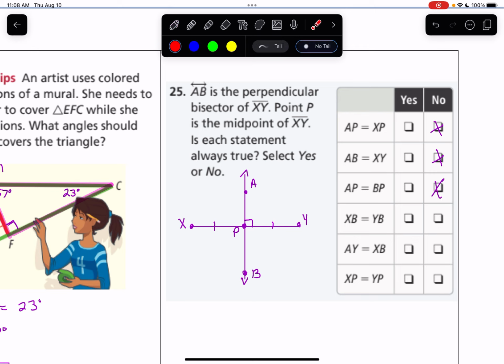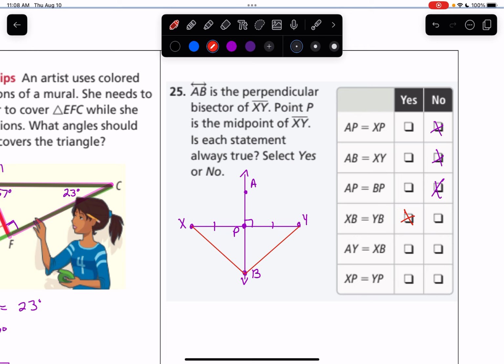Then we have XB is equal to YB. So XB is this line right here, and YB is this line right here. And if we have a perpendicular bisector, like we do, where we have shown that this line is the same length and this line is the same length and they're both perpendicular, then drawing this line in creates two congruent triangles, and these are going to be the same length. So that is always true.